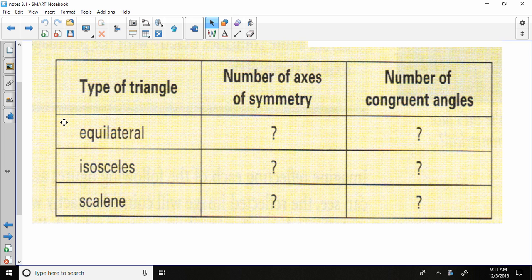other. Okay, scalene, how many lines of symmetry? None, right? Because if none of the sides are the same length, then you can't fold them and have them match up, because none of them are the same length. Okay? So there is no line of symmetry. How many congruent angles? 0. If there's no sides that are equal, then there's no angles that are equal. So the sides and the angles match up.